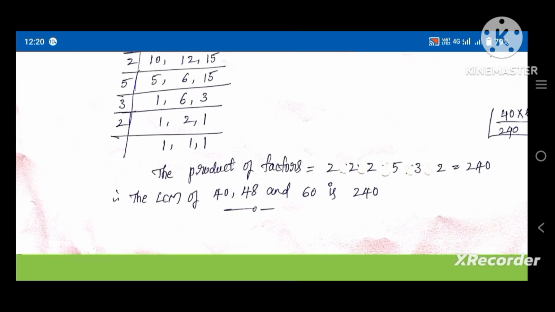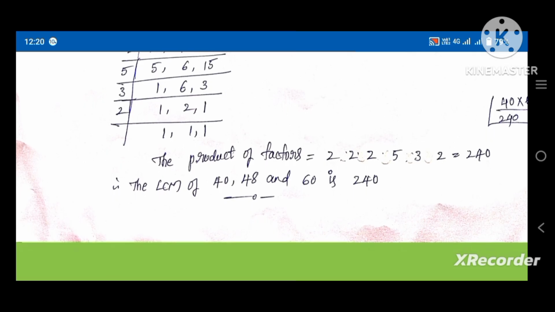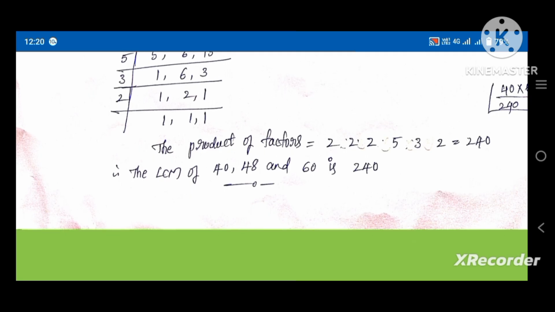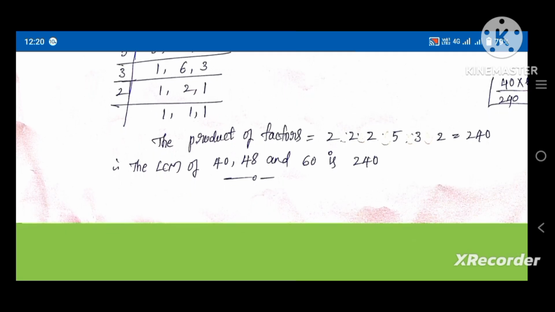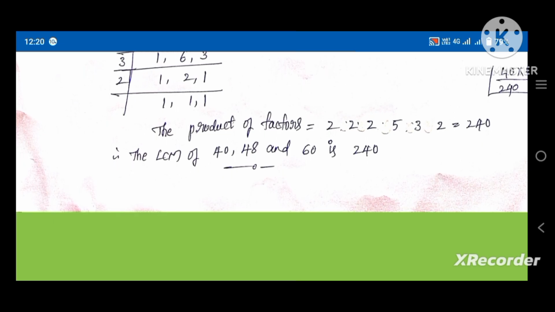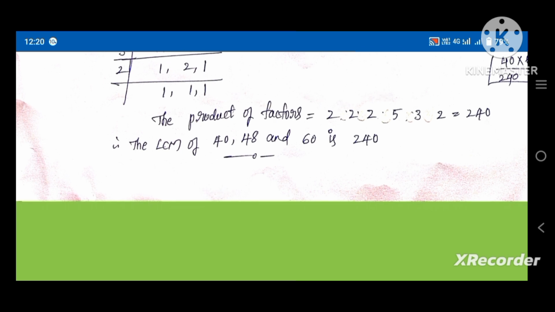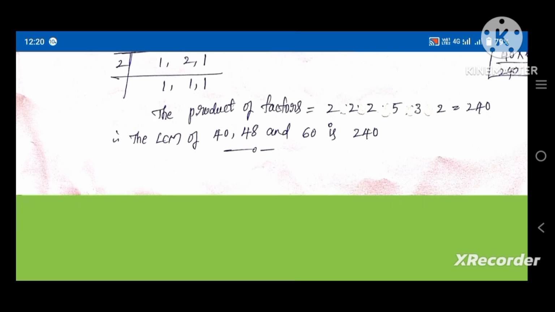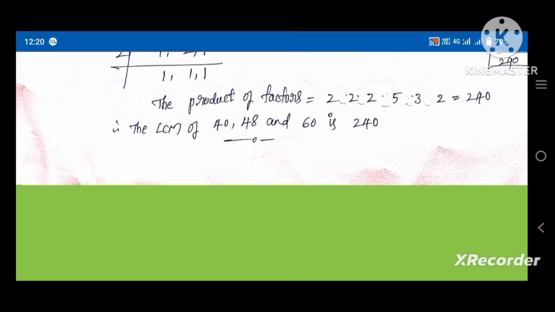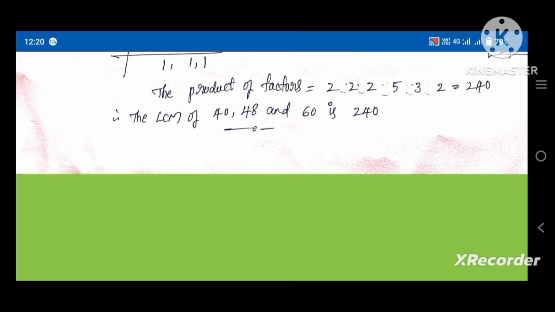And then divided by 5, 5 1s are 5, 6 as it is, 5 3s are 15. Divided by 3, 1 as it is, 3 2s are 6, 3 1s are 3. Divided by 2, 1 as it is, 2 1s are 2, 1 as it is. Then the factors are 2, 2, 2, 5, 3, 2. The product of factors is 2 into 2 into 2 into 5 into 3 into 2, which is equal to 240. Therefore, the LCM of 40, 48 and 60 is 240.